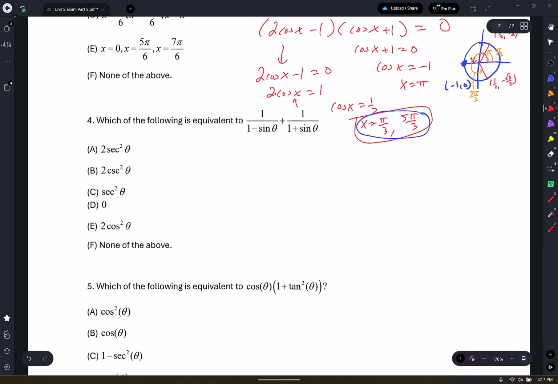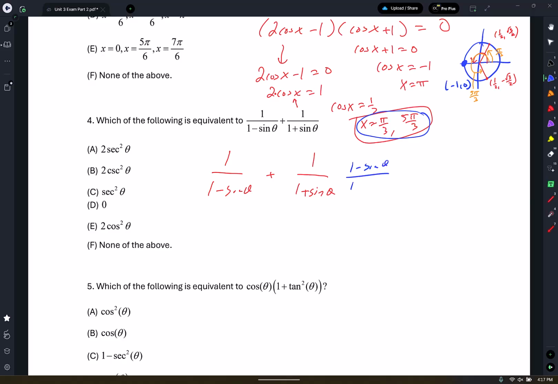All right, ready for question 4? I have 1 over 1 minus sine theta plus 1 over 1 plus sine theta, and I'm trying to add them. When you have 2 fractions, how do I add them? I've got to find a common denominator. On the right, I'm going to multiply by 1 minus sine theta over 1 minus sine theta. And on the left, I'm going to multiply by 1 plus sine theta over 1 plus sine theta.